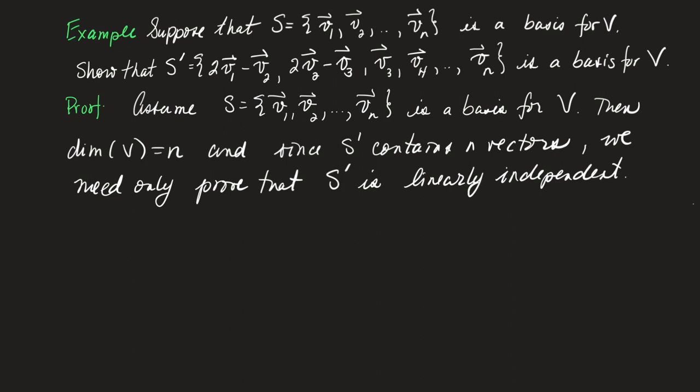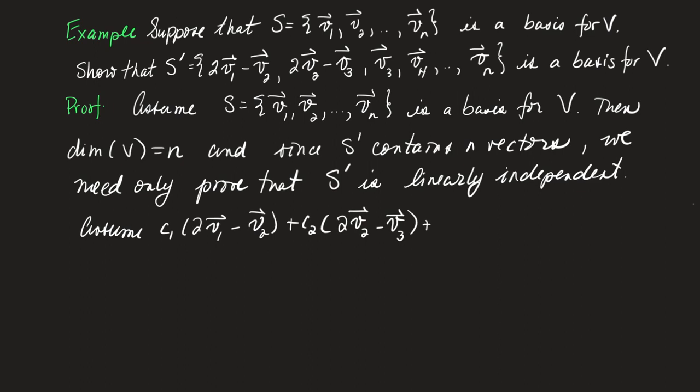Then, as always, to prove linear independence, we assume that C1 times the first vector plus C2 times the second vector plus C3 times the third, etc., is equal to the 0 vector. And we want to prove that C1, C2, C3 up to Cn are all 0.